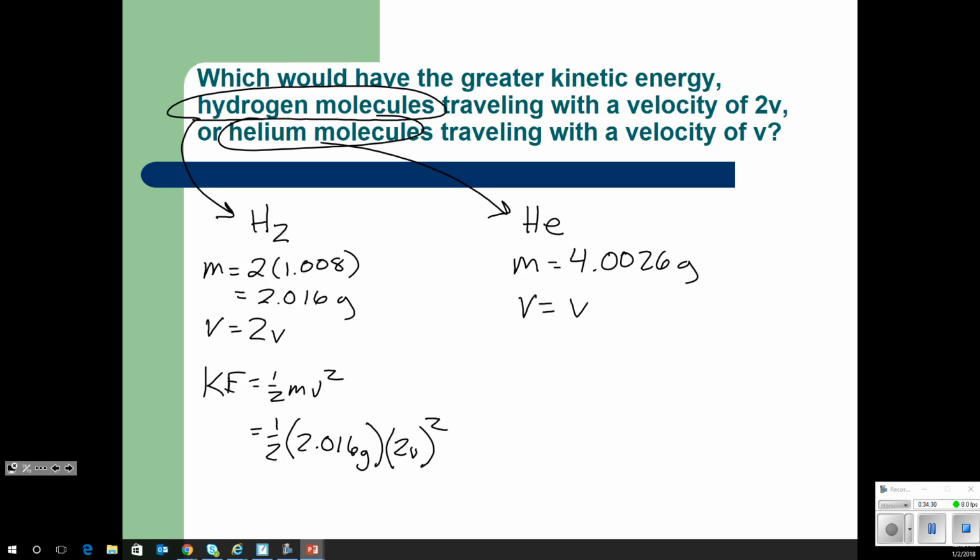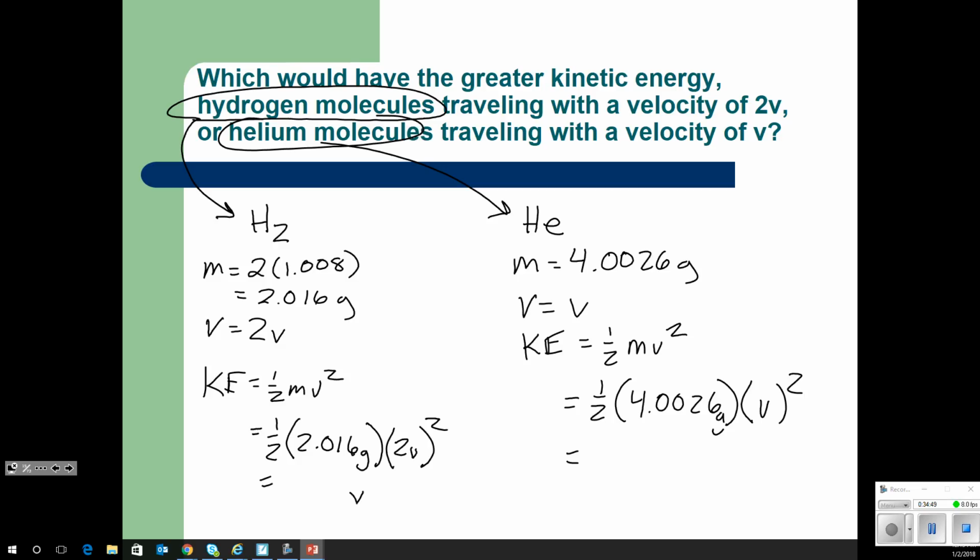Okay, so this one, somebody do the thing. It's going to be something v. Over here, we're going to do the same thing. Kinetic energy equals 1/2 mass velocity squared. 1/2 times 4.0026 grams times v squared. So this is going to just end up being 2.0013 v squared. I can do that one in my head. Okay, what's this other one?